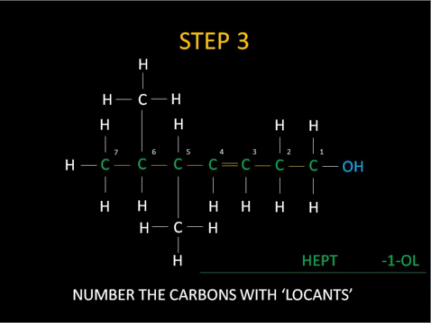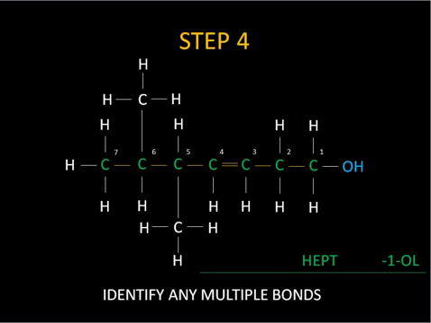So now, instead of being attached to carbon 7, it's attached to carbon 1. We're trying to give it the lowest number, remember. So now we have hept, and we have 1-ol. 1-ol because the OH group is attached to the first carbon. If it was attached to the second carbon, it would be 2-ol, and so on. Now on to step 4, now that we've numbered them.